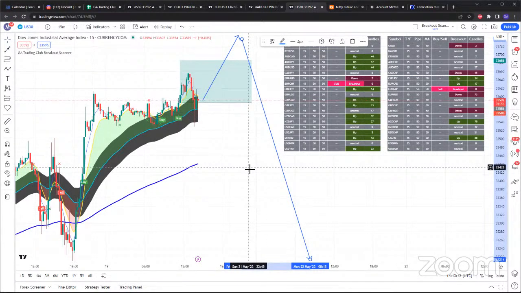So on a Friday, if you're using the breakout strategy, make sure to look at the overall trend that has been started and only take trades in that particular direction.